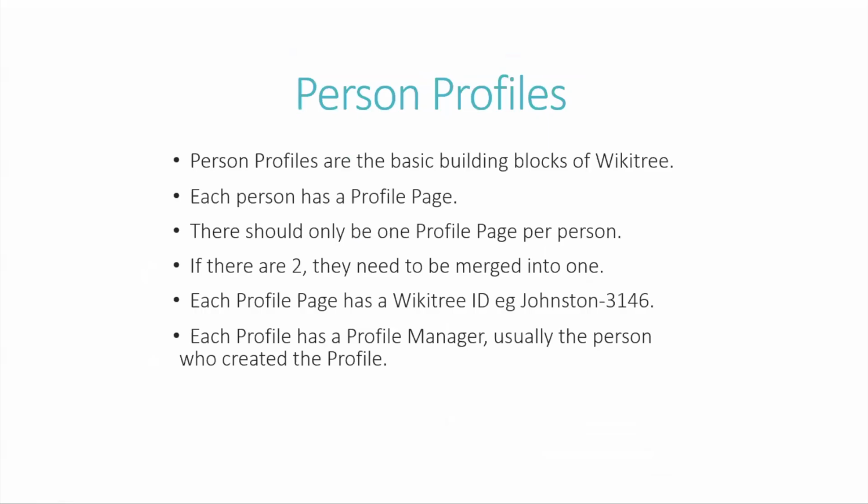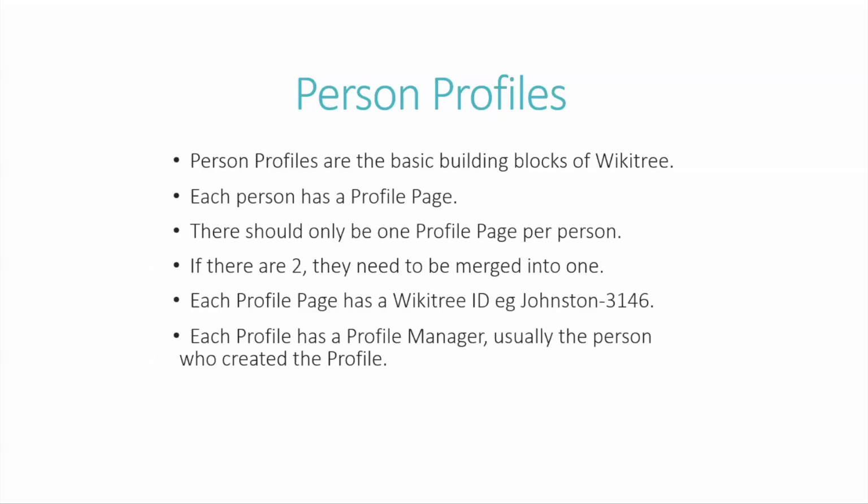So, person profiles. As I say, they are the basic building blocks of Wikitree, and each person has a profile page, and there should only be one profile page per person. If you find that there are two, because people can accidentally put on a profile of a person that's already there, there is the concept of merging, and I'll explain a little bit about that later on. So you can merge them so that there's only one profile per person.